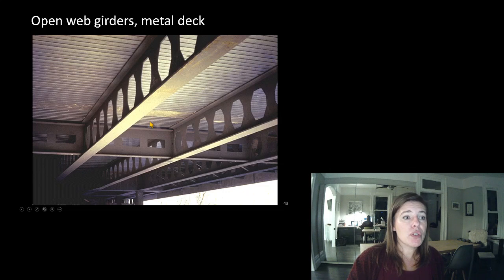Open web girders on metal deck. So here we've got our metal deck spanning in this direction. Now these open web girders are our joists or our purlins.